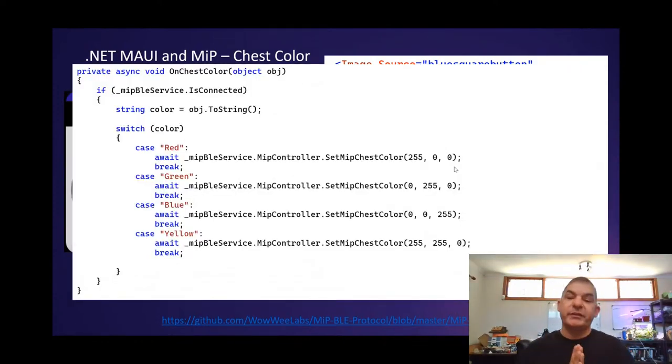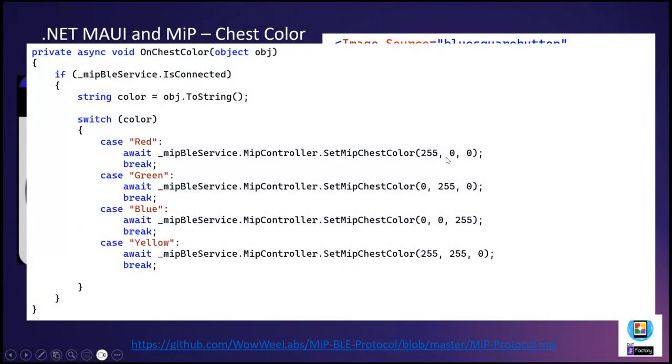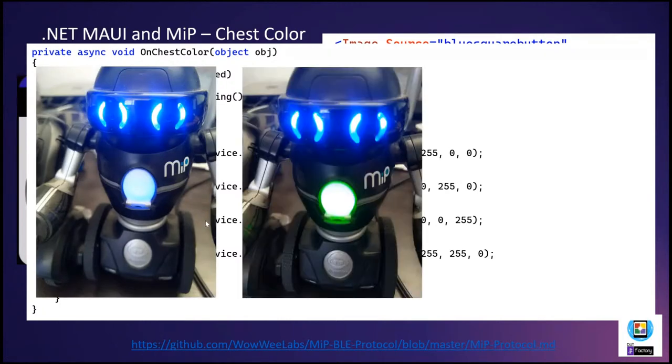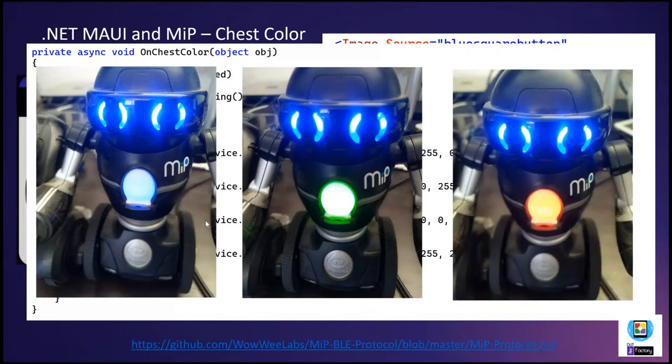So this is the code for the command that's being triggered as well. Here we're saying, well, the parameter comes in, and if it's red, we set the chest color to red, maximum of 255, so solid red, or green or blue. In that way, as we press on these buttons, our little robot can receive the command and then change to the correct colors and things like that. It's quite cute, isn't it?